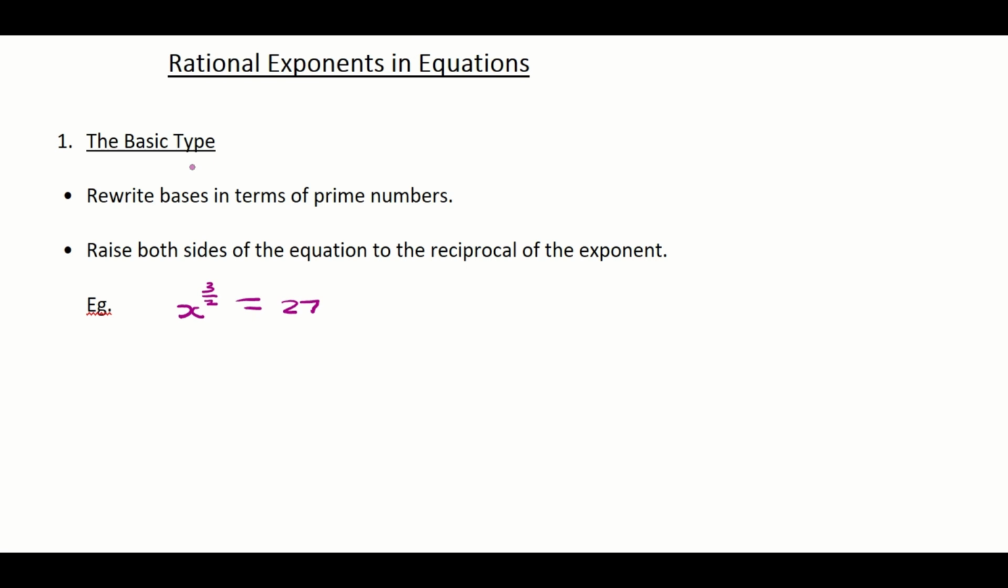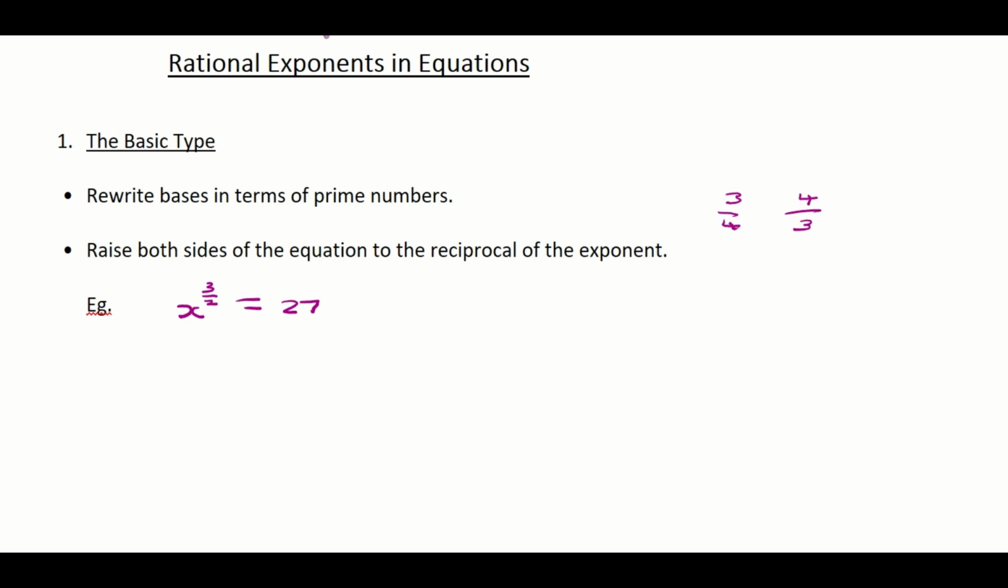Guys, in this video we are looking at rational exponents in equations, and the very basic type that we get is where we write the bases in terms of prime numbers and then raise both sides of the equation to the reciprocal of the exponent. Now what does reciprocal mean? Reciprocal basically means taking a fraction, for example 3/4, and taking the numerator down to the denominator and the denominator up to the numerator. So basically flipping it around.